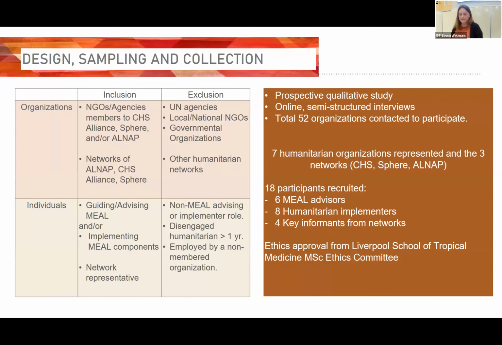The sample included 6 MEAL advisors whose role it is to guide, support, and direct organizational MEAL practices, 8 humanitarian implementers who are typically at the field level implementing and organizing programs, and 4 key informants from CHS, SPHERE, and ALNAP. Ethics approval was obtained from the Liverpool School of Tropical Medicine. A general inductive approach for thematic analysis was used and revealed several key themes.